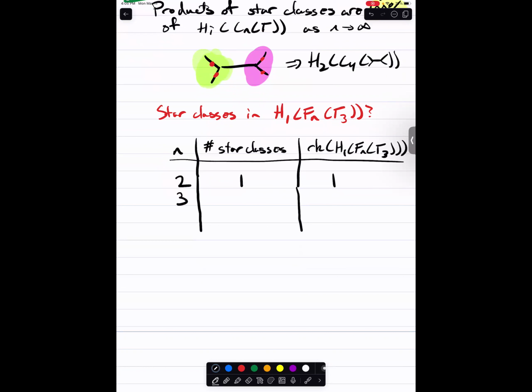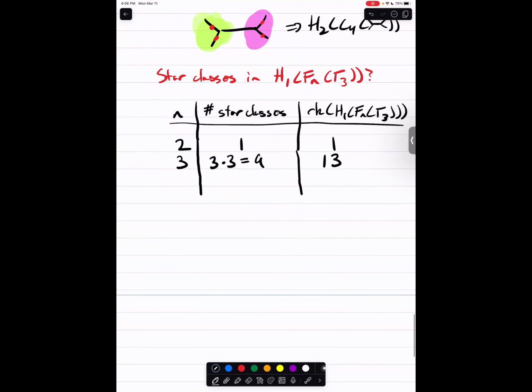how many star classes do you get? Well, you have 3 ways for choosing the 2 points to make up the star, and then 3 ways to choose where that other labeled point goes. And so we have 9 classes in homology. But wait, all of a sudden we have 13 classes in the first homology over here. But maybe this is just some weird miscalculation.